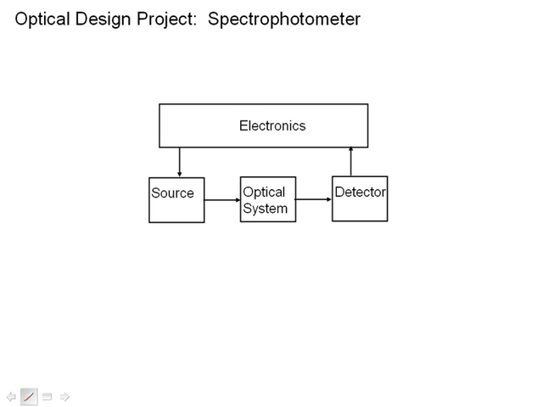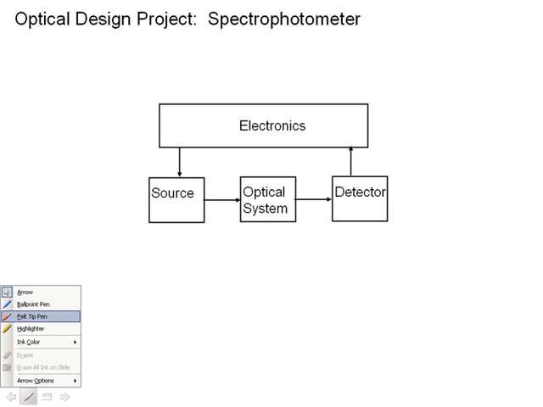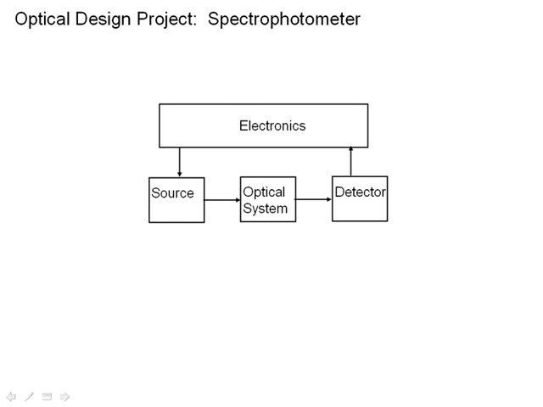The project this time is going to be building a spectrophotometer, which is a device to measure the intensity of light and to some extent the color of light. And as we go through this, we're going to combine both what we're learning about optics as well as some of our knowledge of electrical engineering and electronics.